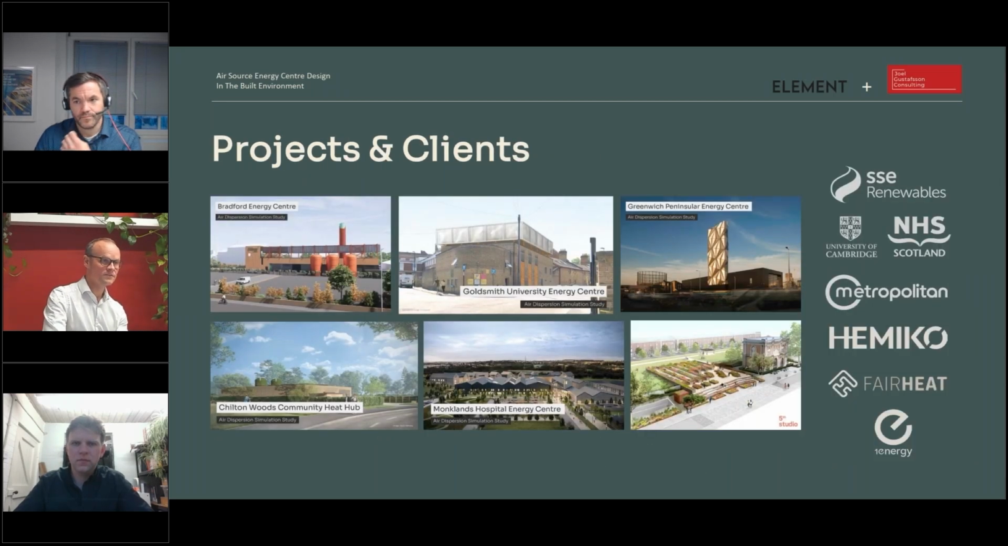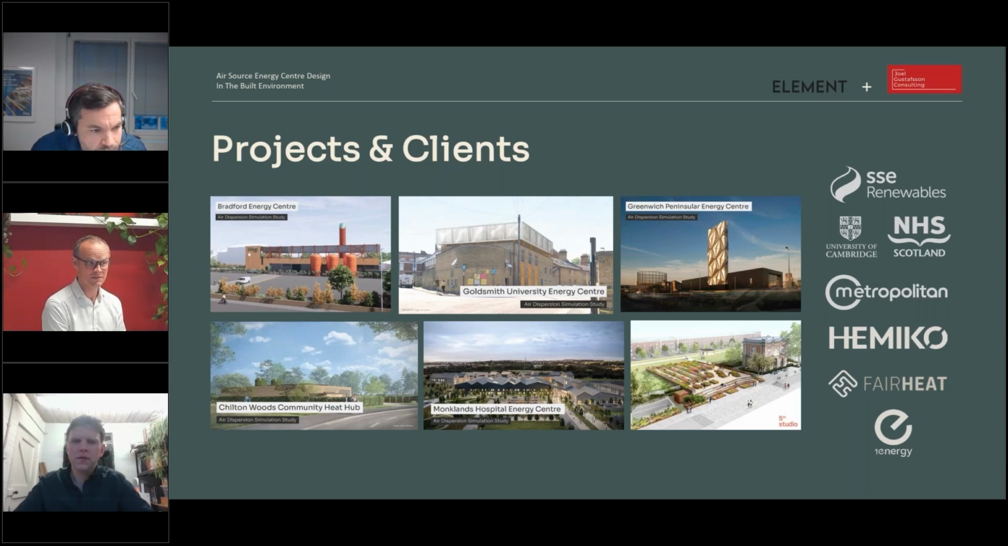If we look at our projects and our clients, this is specifically for Sam and I in Element Design and JGC, we've been working with heat network providers such as Hemico and Metropolitan and One Energy, final client, so the University of Cambridge, Goldsmiths University there as well, and the NHS in Scotland on Monklands, and indeed SSE Renewables. So we have projects in front of you that are at different stages of their development.